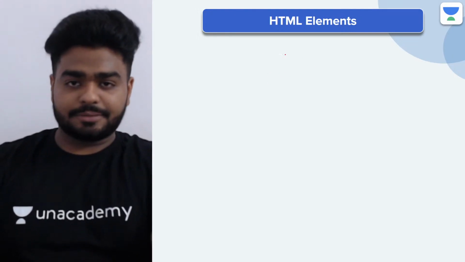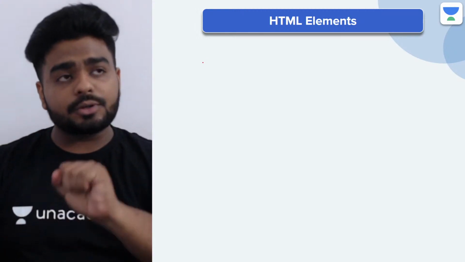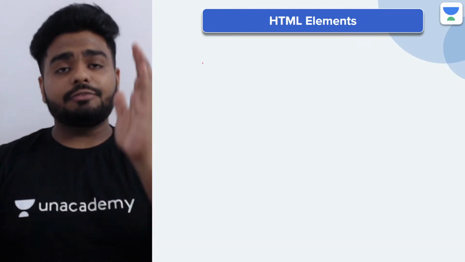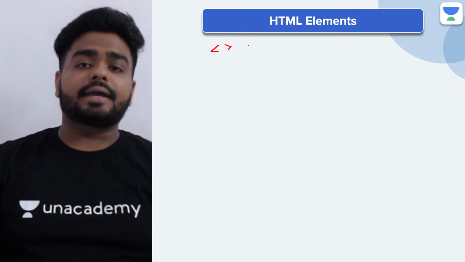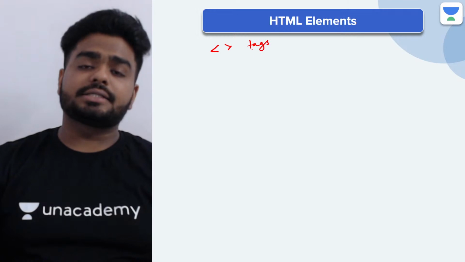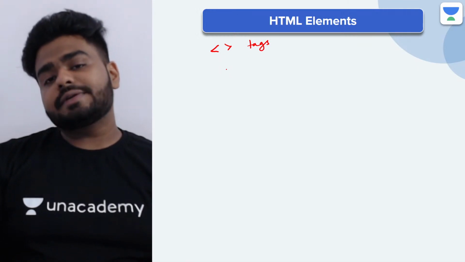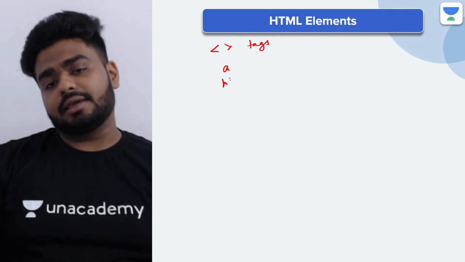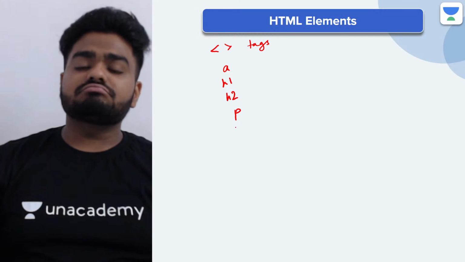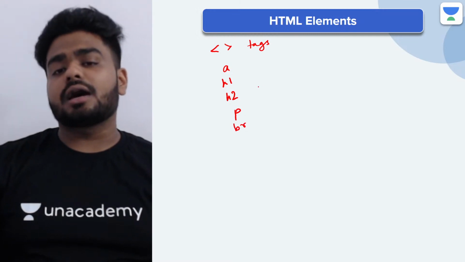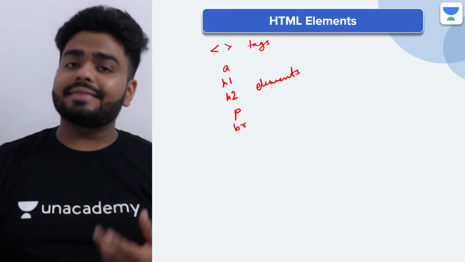So what are elements? Till now I have discussed a lot about tags, elements, and attributes. And if you have not understood, again I'm saying that if there is an angular bracket, this is what is tags. And inside this particular tag, whatever name is there, like A, H1, H2, P, BR, these are nothing but your elements. Okay, and then what else?